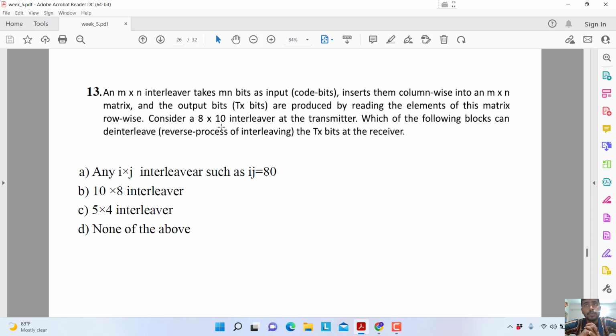So try to answer this question. You have to tell which of the following blocks can de-interleave the transmitted bits at the receiver. Same type of questions were already discussed, so using that concept you can answer this question.